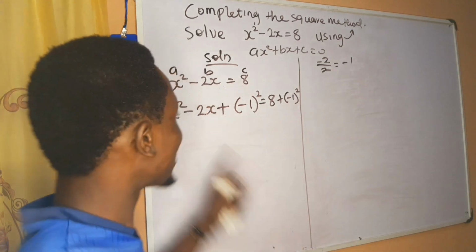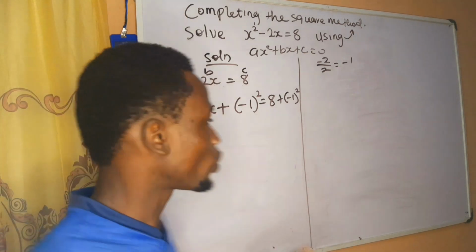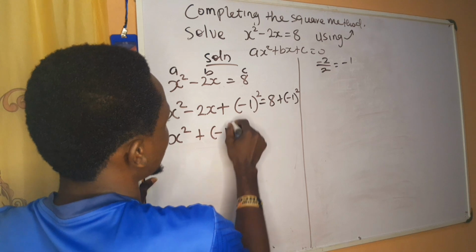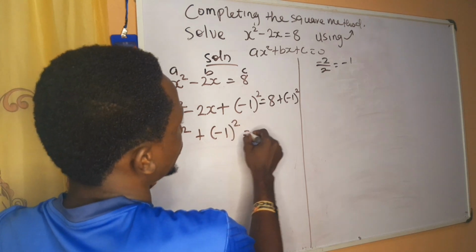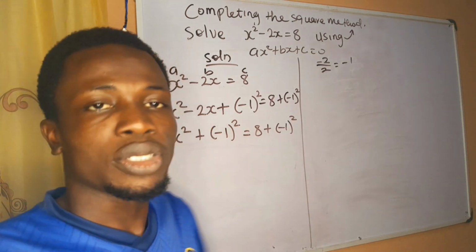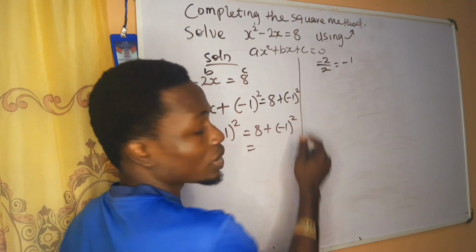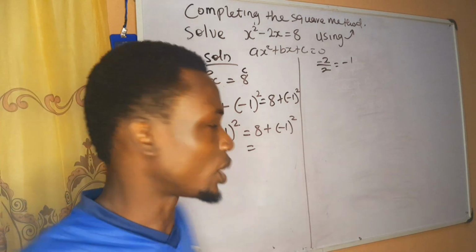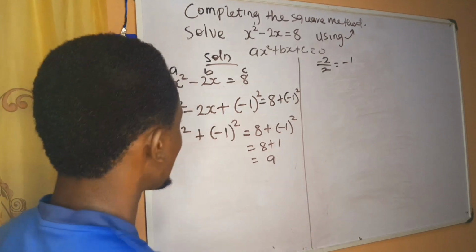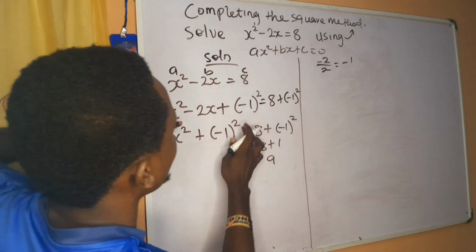So the next thing to do, at this point, just remove this minus 2x because it's of no use. Once you remove it, what you have remaining is x squared plus minus 1 squared is equal to 8 plus minus 1 squared. We can analyze this right hand side: minus 1 squared will give you minus 1 times minus 1, which is 1. So it's 8 plus 1, which equals 9.